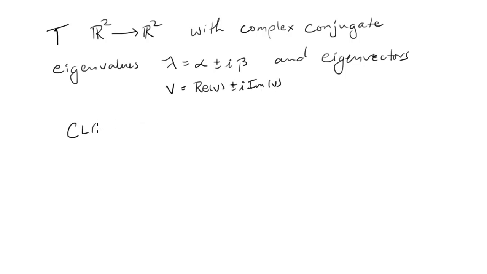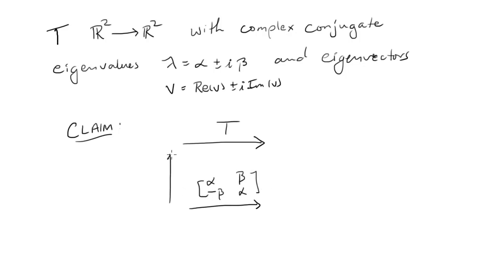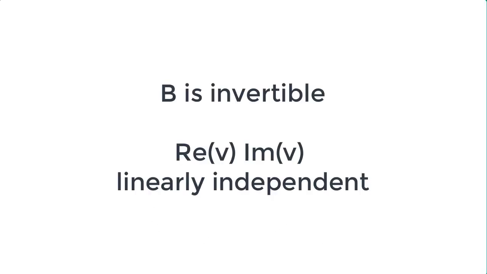So my claim is this commutative diagram is accurate. My new basis will be the real and imaginary parts of the eigenvector. That'll be my new basis. First thing, I've got to make sure that that matrix is invertible, or that those two vectors are really linearly independent. Instead of saying real and imaginary, let's just call them A and B. Make our life a little simpler.